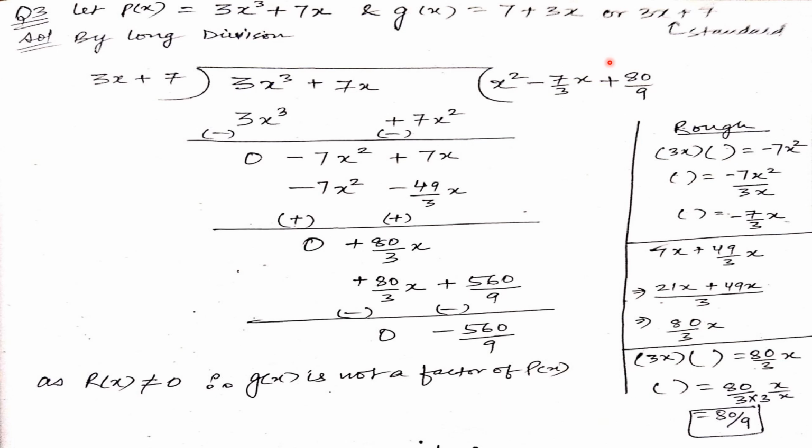3x into 80 upon 9 will give us plus 80 upon 3x. Then 7 into 80 is 560 upon 9. Now again in level 2 we multiply with minus 1. So it becomes minus. Same number, different sign, cancel, answer is 0. And the final answer is minus 560 upon 9. Is the remainder 0? No. You can see the constant left is not 0. So we can say as Rx is not equal to 0, therefore Gx is not a factor of Px. I hope you got this. Yes? Okay.